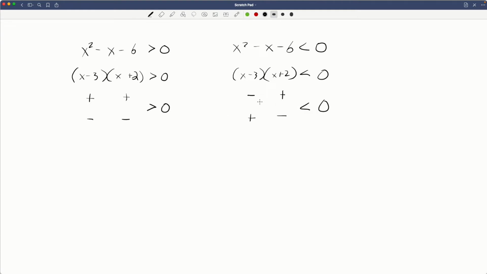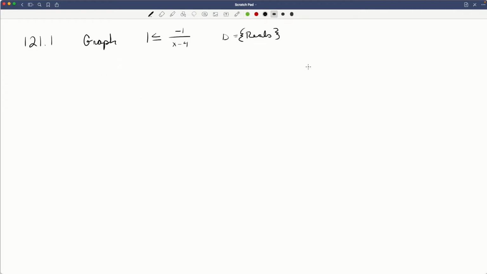We are going to do the same thing, only we're going to learn how to do it with fractions. Our problem states graph 1 is less than or equal to negative 1 divided by x minus 4 in the domain of the reals. So here is what we would do. Our first instinct, given all that we understand about algebra, is to multiply by an x minus 4 to eliminate the denominator, and that would be correct.